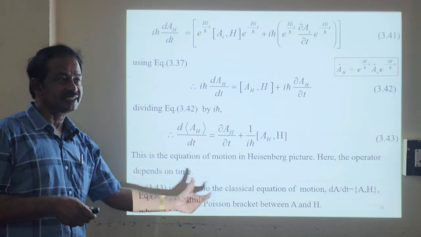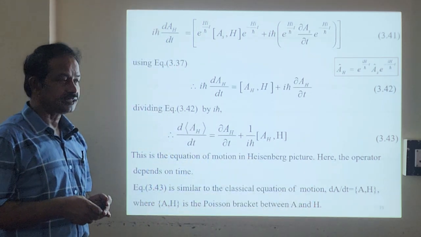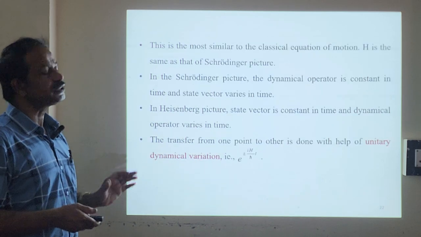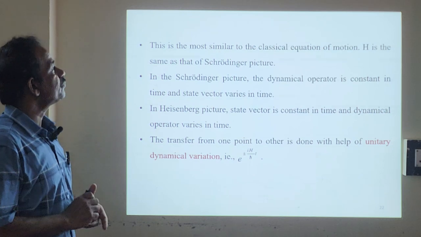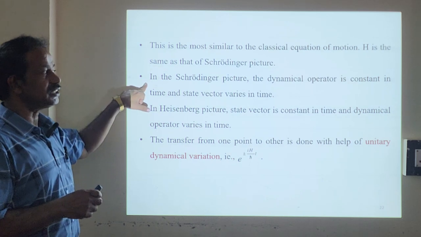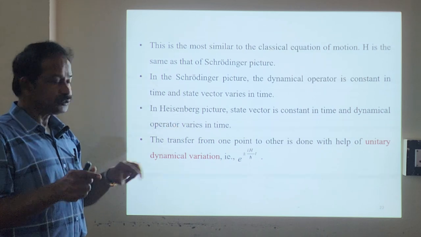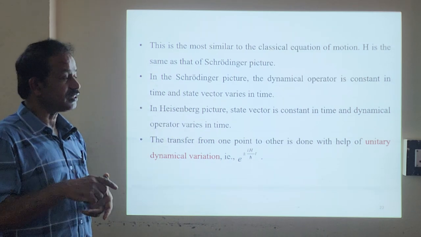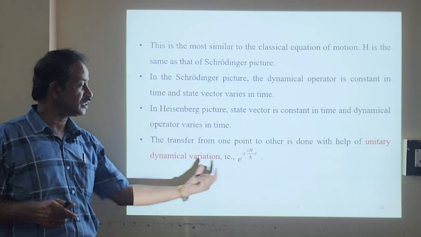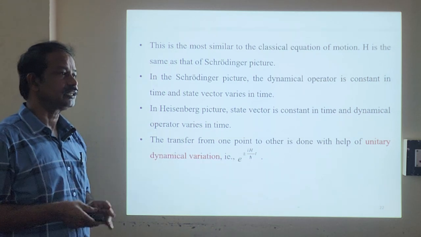This equation of motion is exactly similar to classical mechanics, which you have already studied using the Poisson bracket {A, H}. So this is about Schrödinger and Heisenberg; we are just going to compare. This is the most similar to the classical equation of motion. H is the same as in the Schrödinger picture. In the Schrödinger picture, the dynamical operator is constant in time and the state vector varies in time. Just opposite, in the Heisenberg picture, the state vector is constant in time whereas the dynamical operator varies in time. The transfer from one picture to another takes place through unitary operators, which is called a unitary transformation.